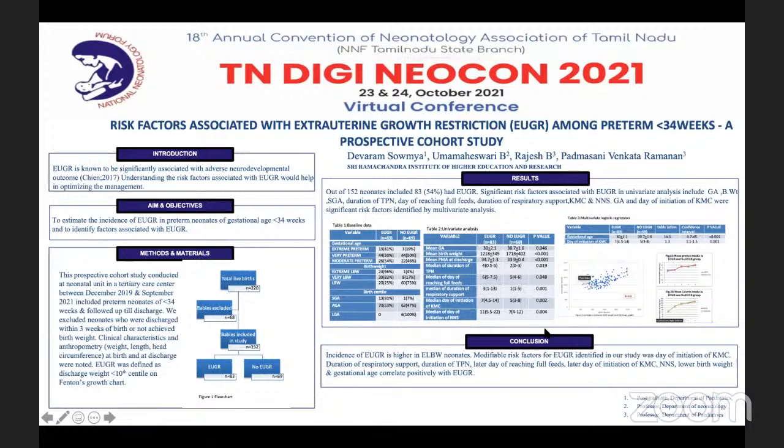And when we did the unpaired t-test also, there was no significant difference between the mean protein and calorie intake between the two groups. Our conclusion is the incidence of EUGR is higher in extremely low birth weight babies, and modifiable risk factors for extrauterine growth restriction identified in our study were day of initiation of KMC, duration of respiratory support, duration of TPN, later day of reaching full feeds, and later day of initiation of NNS. Lower birth weight and gestational age have correlated positively with extrauterine growth restriction. Since the modifiable risk factor we found was day of initiation of KMC, we strongly recommend earlier initiation of KMC. Thank you, sir.